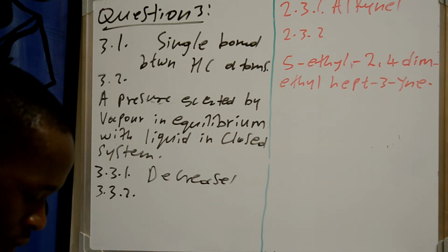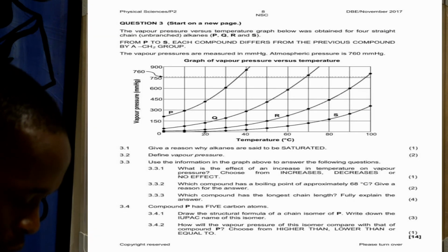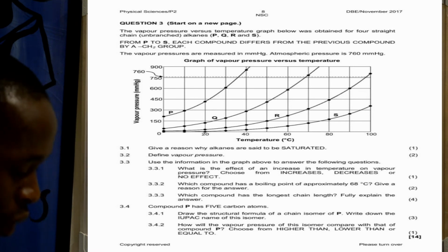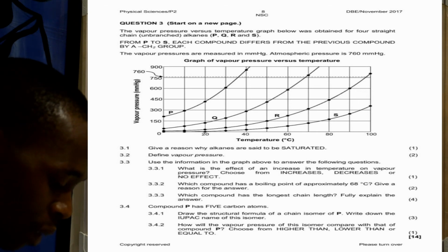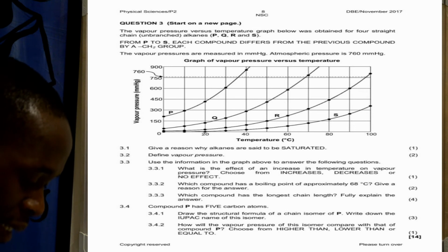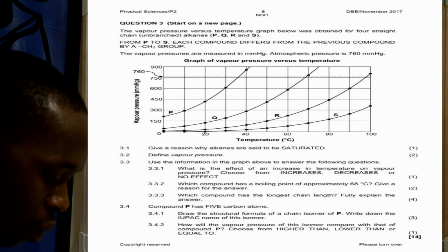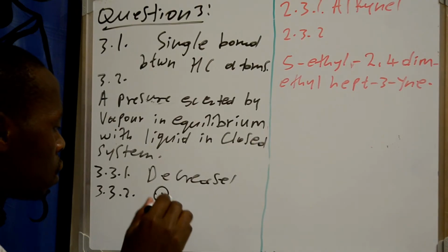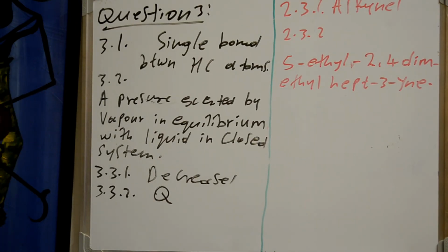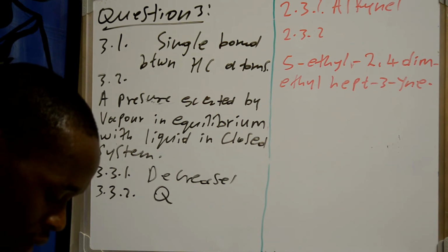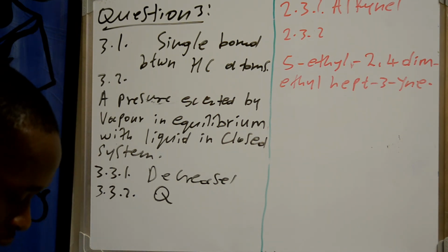3.3.2. Which compound has a boiling point of approximately 68 degrees? A boiling point, we all know, is the point where vapor pressure equals what? Atmospheric pressure. So at 68 degrees, close to that, when you look, it's graph Q. These definitions, you must know them and apply them. So that is what you have here.